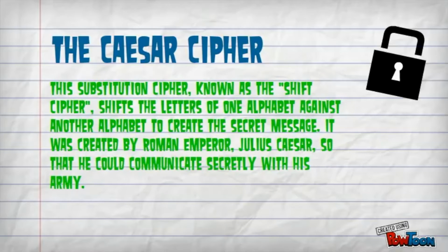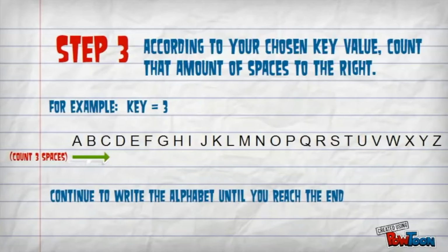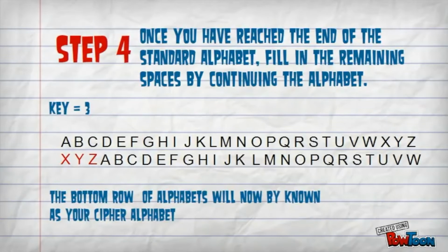The variant Julius Caesar used, also known as the Caesar cipher, consisted of just shifting each letter by 3 places. So A would be replaced by D, B would be replaced by E, and so on. It would also loop around so that X would turn into A, then Y would turn into B, and so on.